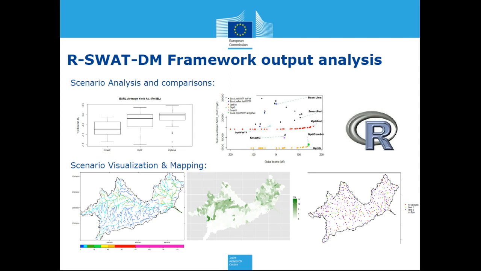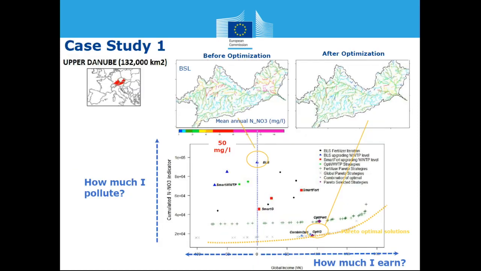And here you can see the output analysis that we can automatically generate with our framework. We can compare scenario analysis, and also we can generate maps of our results with different maps. Here the first case study, this is the Upper Danube.